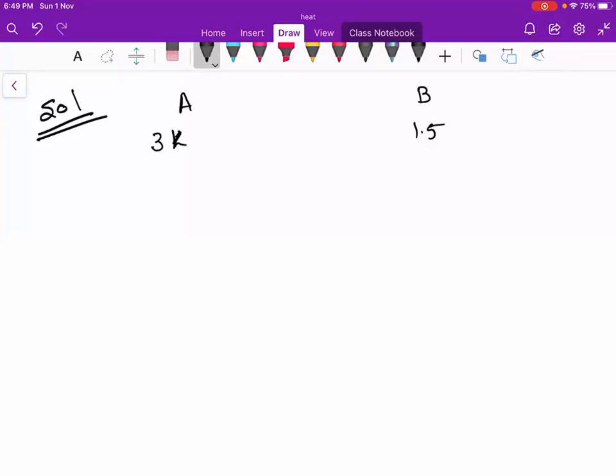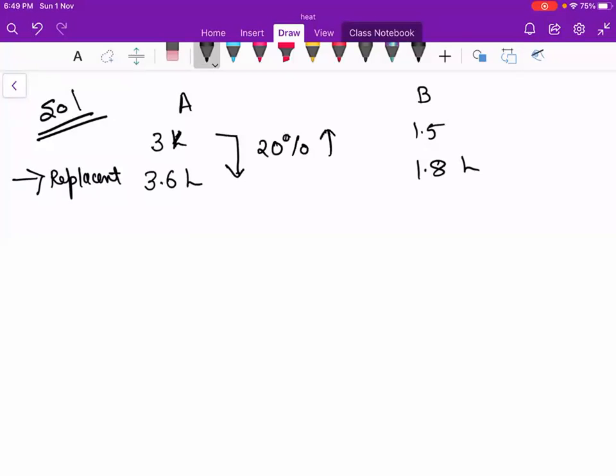So what will be our answer? 3.6 lakh. And here it will be 1.8 lakh. This is clear to all, the replacement cost. This is what we get by the 20% increase in the cost, as given in the question.